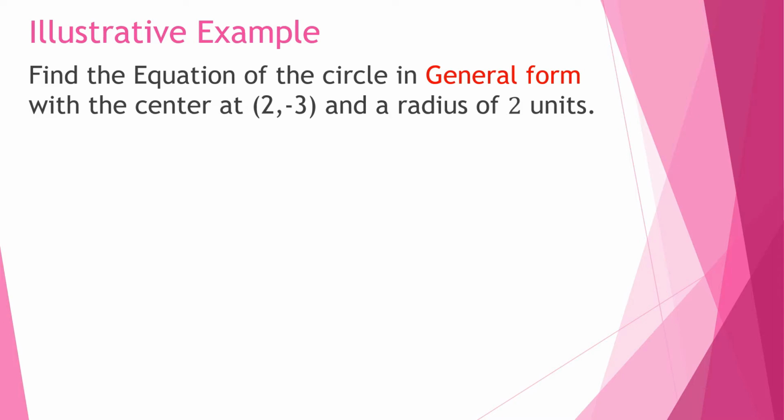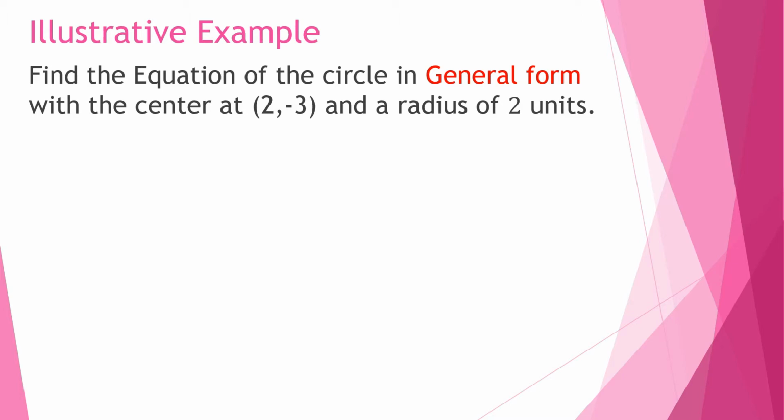Okay, so let's have another example. Find the equation of circle in general form with the center at (2, -3) and a radius of 2 units. Notice that this time we're asked to find the equation of the circle in general form. On the previous examples, we were asked to find the equation in center-radius form. So what's the general form of the equation of the circle?